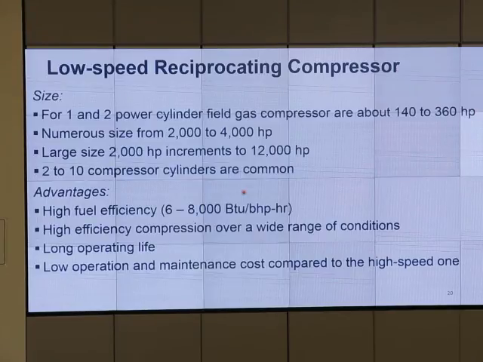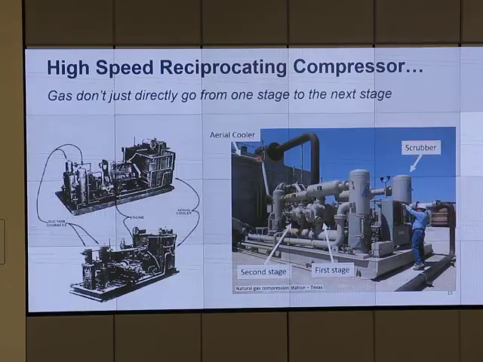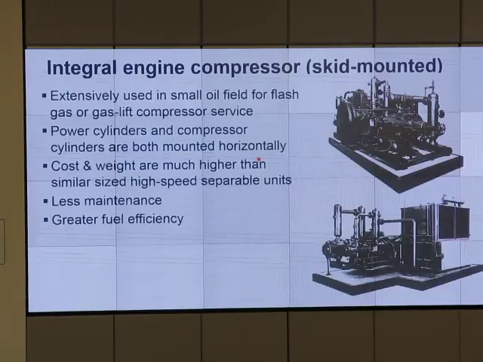Low speed reciprocating compressor. For the size, you have one and two power cylinder fuel gas compressors. We can have about 140 to 360 horsepower. So that's for low speed. It has numerous sizes from 2,000 to 4,000. It's large, with 2,000 horsepower increments up to 12,000. So it can be very big. Look at this one, low speed is 12,000, right? For high speed, we just have 3,000 horsepower. If we want a lot more horsepower than 3,000, we may need to go low speed.